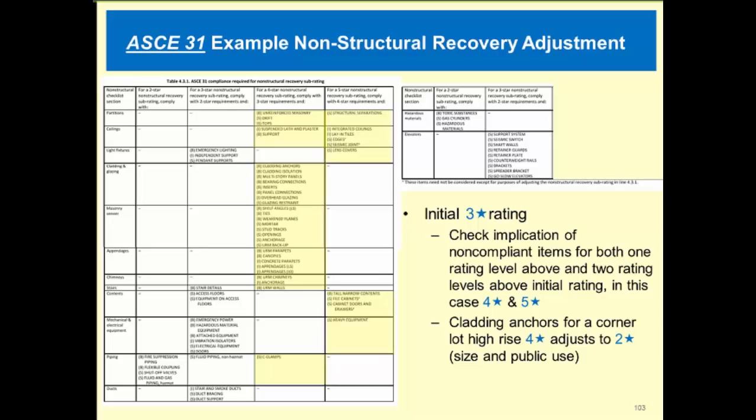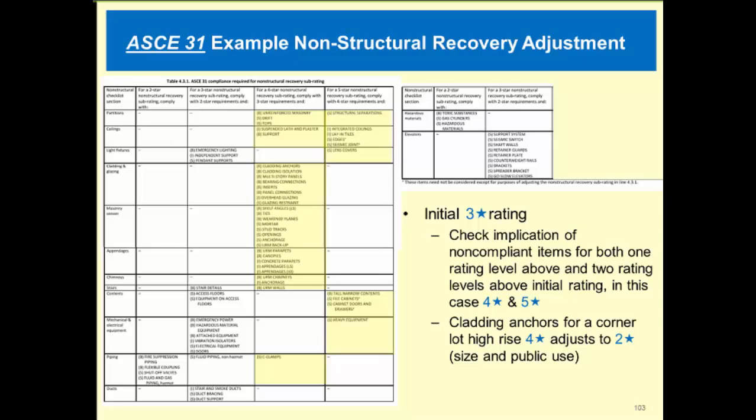Now to determine whether or not you have a recovery adjustment, you would take that 3-star and go one level above that, and then 2 levels above that. So now we want to look at both the 4-star column and the 5-star column. We would look to see whether any of those items, which we know are non-compliant, is pervasive. Would it affect public use?